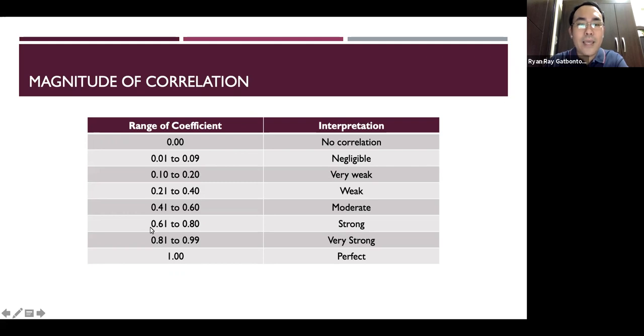And if the correlation is around 0.61 to 0.8, we can say that there is strong correlation. If your value falls from 0.81 to 0.99, we can say that there is a very strong correlation. And if the value is exactly 1, we can say that there is perfect correlation between your variables.